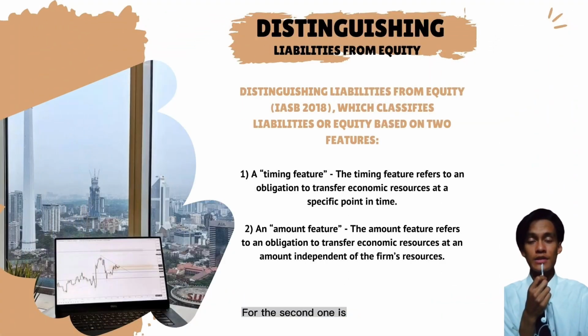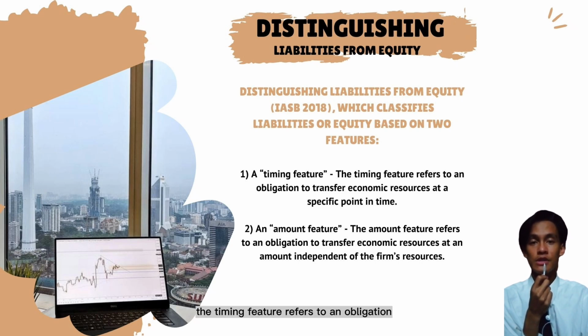The second one is distinguishing liabilities from equity. Based on the article, it is stated that distinguishing liabilities from equity is based on ACB 20603, which classifies liabilities or equity based on two features. The first one is a timing feature. The timing feature refers to an obligation to transfer economic resources at a specific point in time. And the second one is an amount feature. The amount feature refers to an obligation to transfer economic resources at an amount independent of the firm's resources.